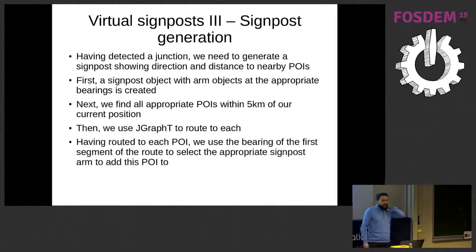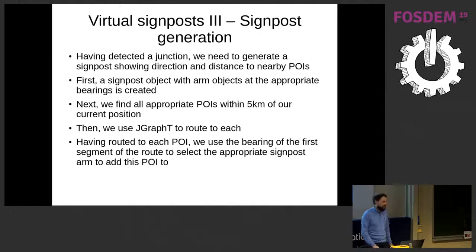Okay, and then having done that, I search for points of interest within 5 kilometres of my current position. That gives me a list of points of interest, and then I use JGraphT to route to each point of interest. And once I've got the route, I compare the bearing of the first segment of the route with the bearing of each OSM way heading from that junction.